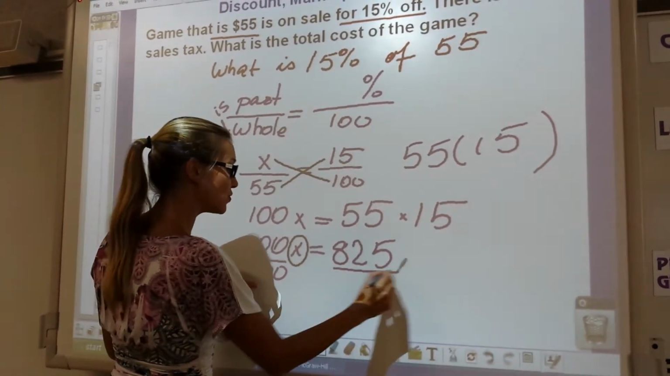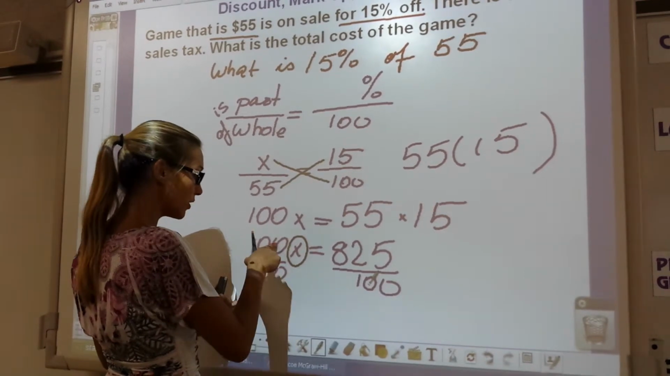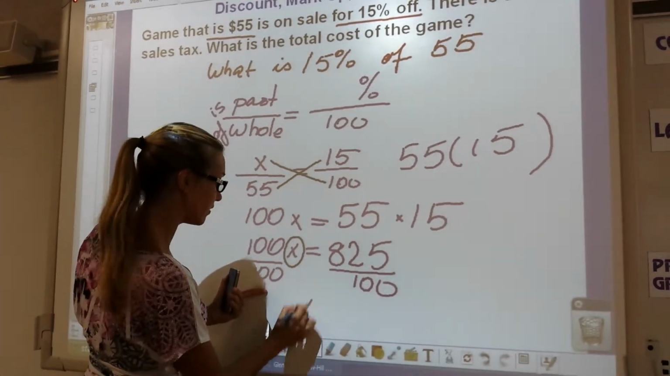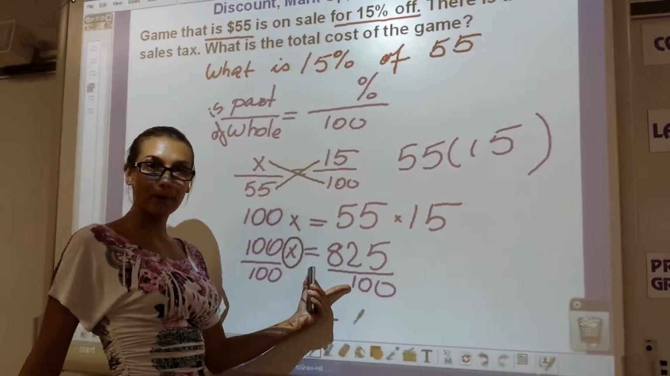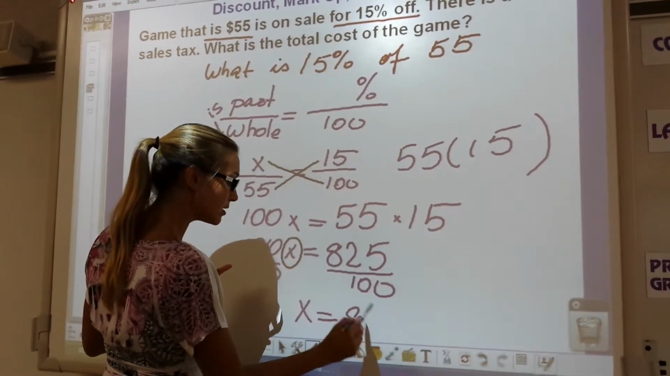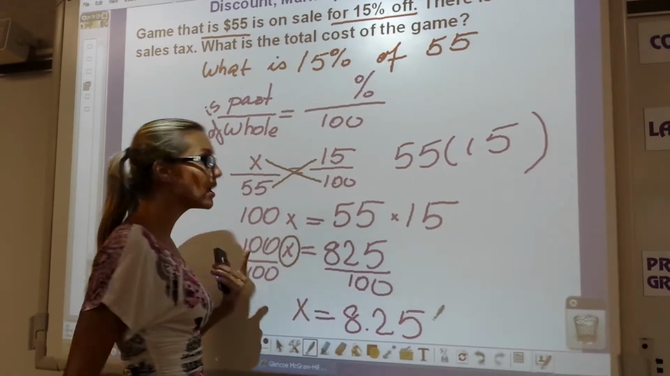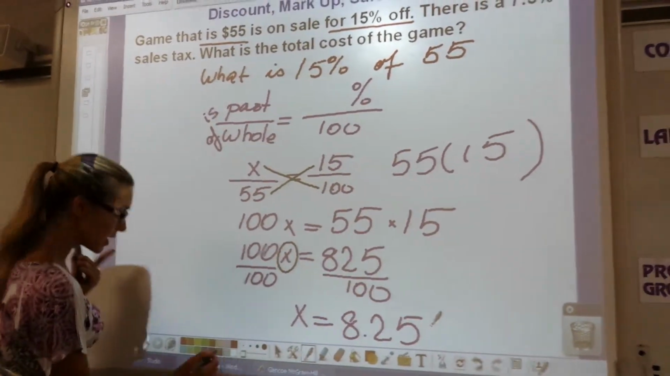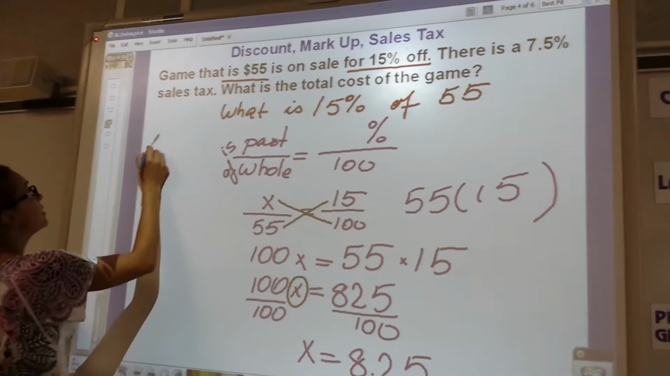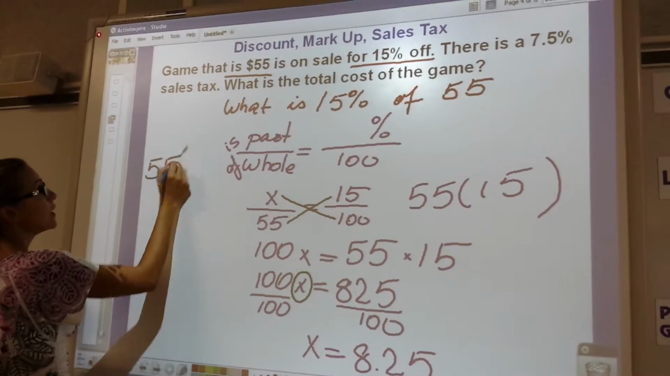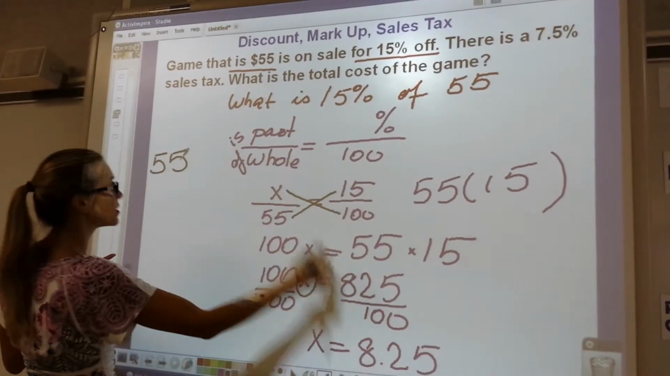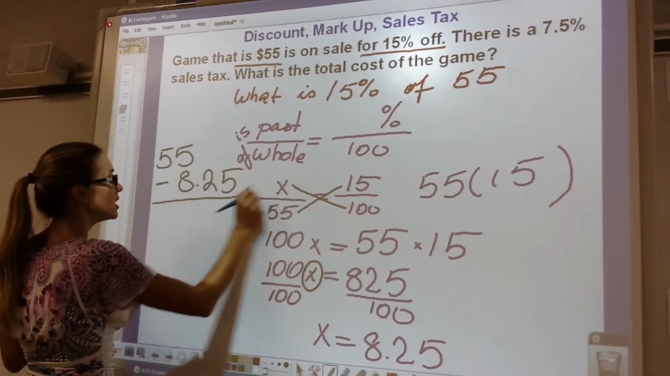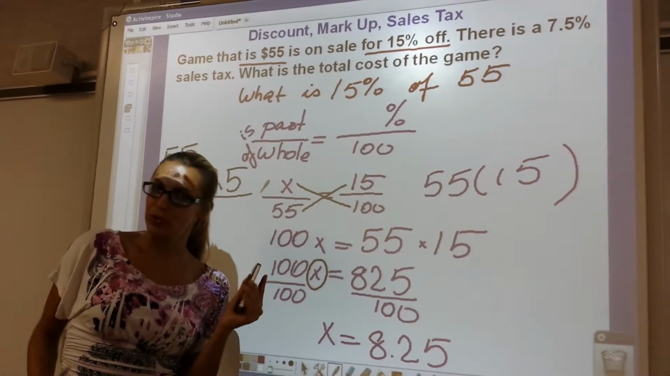Now I'm going to keep going. I'm dividing by 100 on both sides. So 100 divided by 100 is my 1x. That's all I want, is that one little baby x. Here it is. 825 divided by 100 is $8.25. That is my 15% of 55. That means I have to take my $55 game and subtract my 15% off, which is $8.25. Now, my students all know, let's use our calculators.